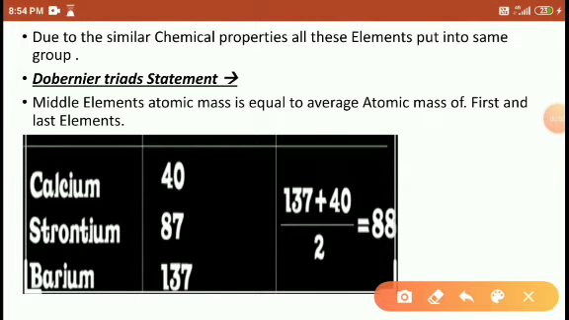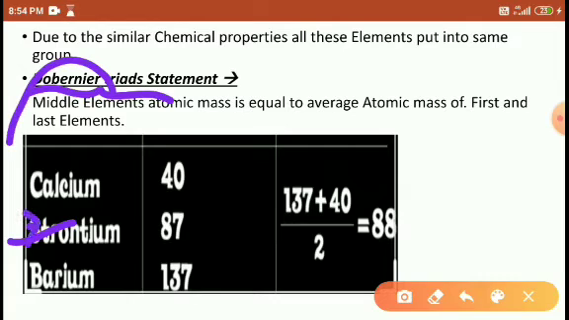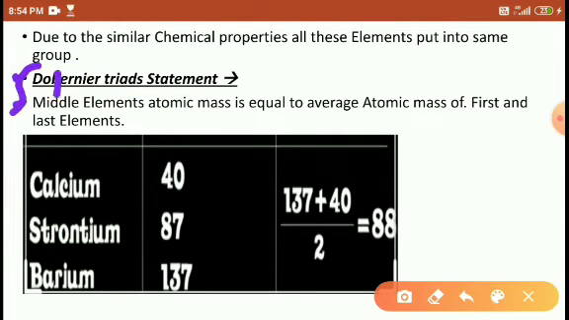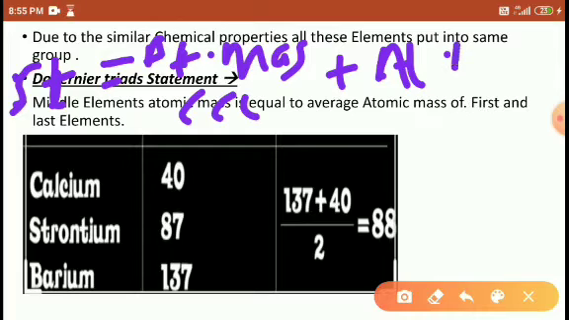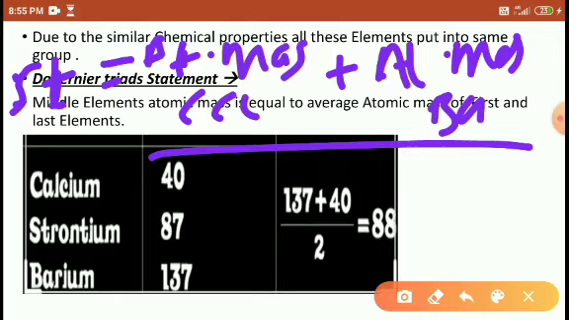Döbereiner's statement: here the middle element is strontium. Strontium's atomic mass is equal to the average atomic mass of calcium and barium. Look here, I am using strontium: atomic mass of calcium plus atomic mass of barium, whole divided by 2.